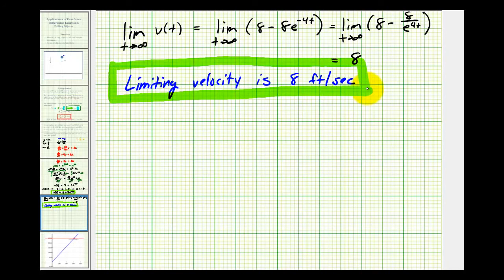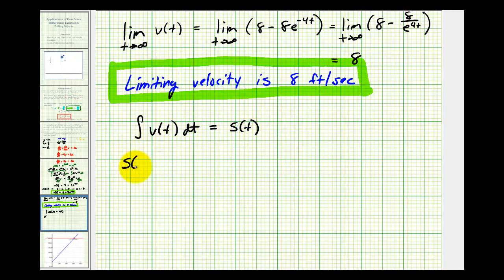Now for the next part, we're asked to determine when the object is going to hit the ground. To do that, we want to find the position function. Remember, the velocity function, or v of t, is the derivative of the position function, which means if we integrate the velocity function with respect to t, we will be able to find the position function.